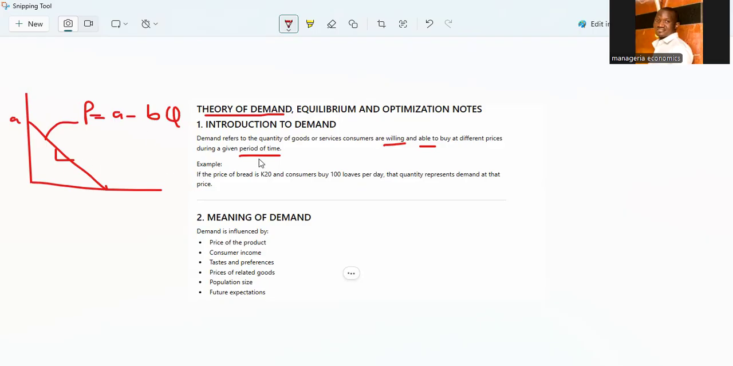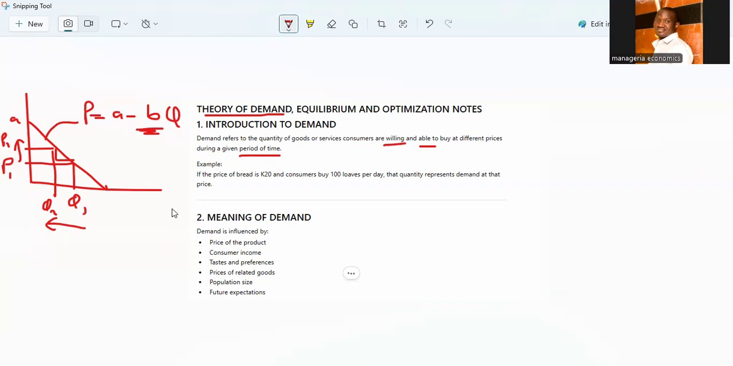So if the price of bread, for instance, is 20 kwacha, you can buy 100 loaves per day. But if the price goes up, what will happen? The demand will go down. So it makes up what we call the law of demand. The law of demand simply states that for every particular good, if the price goes up, the quantity demanded goes down. And we call this an inverse relationship. Okay? An inverse relationship happens when one variable is going up, causing a negative or an opposite reaction in the other variable. So this is what makes the slope negative.